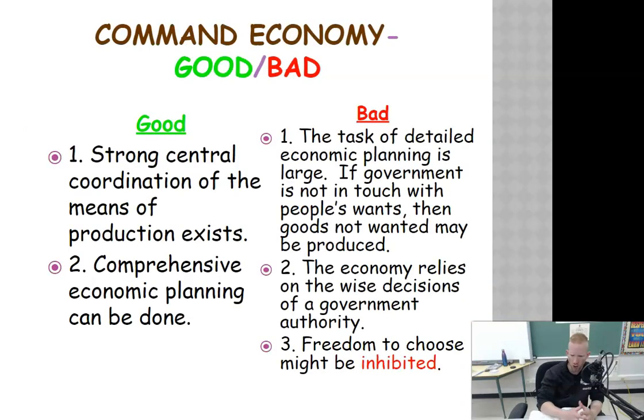Okay, so some pros and cons. There's always pros and cons to both, right? So some good things about a command or planned economy. Strong central coordination of the means of production exists. Basically means it can be really organized because the government's in control of all of it. If it fails, they can just get rid of it and move on. Comprehensive economic planning can be done, which means because the government's in charge of all of it, they can decide everything.